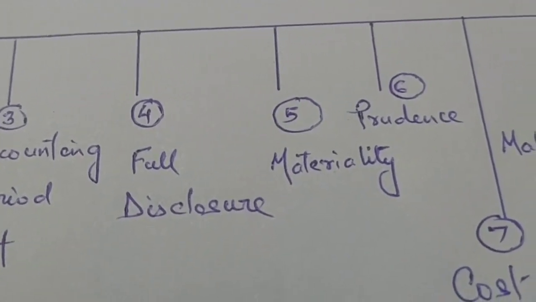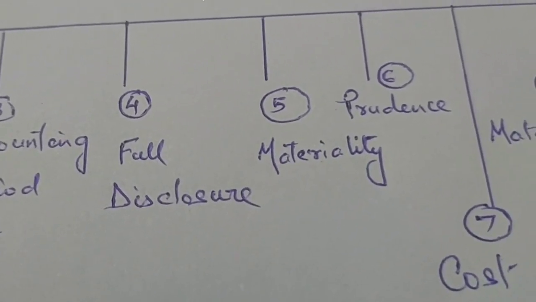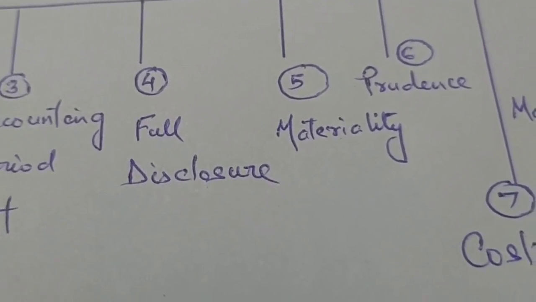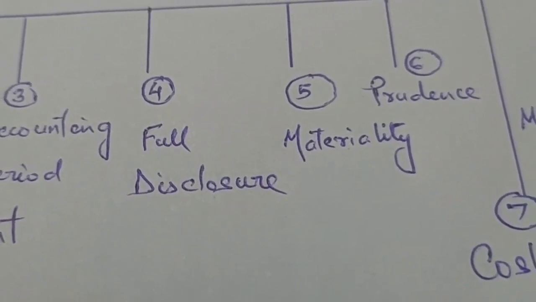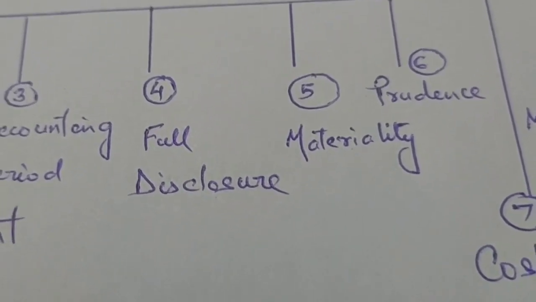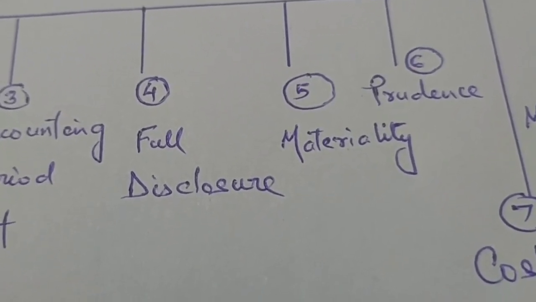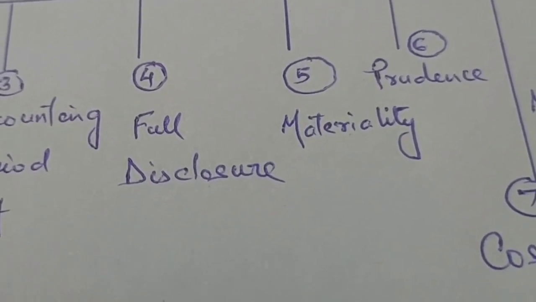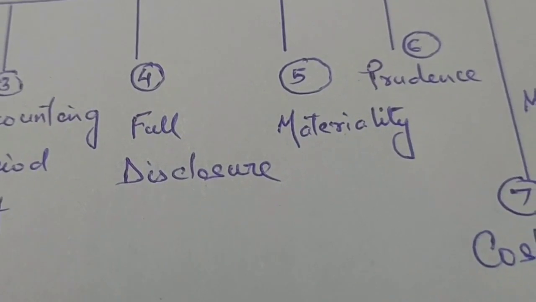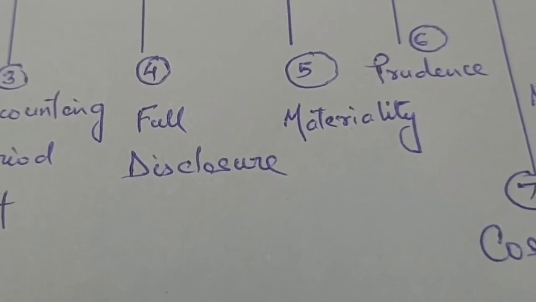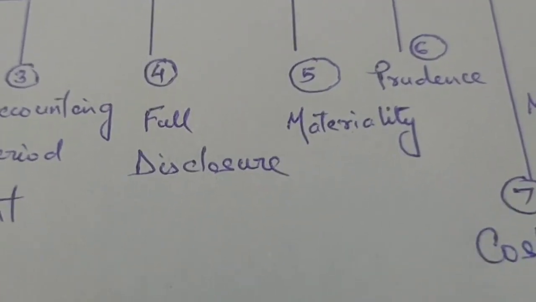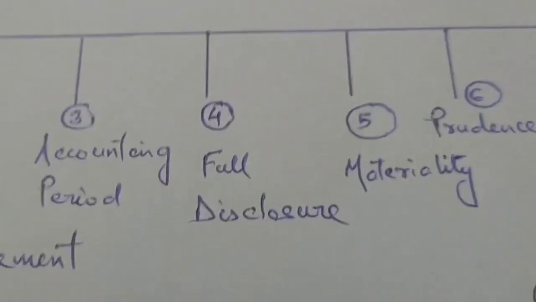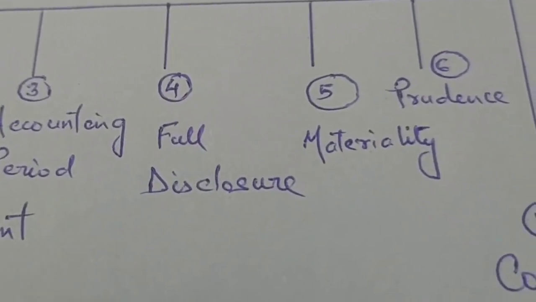The next convention is materiality. The materiality convention says that any information which is of less use or not at all useful for the users should be either merged with other items or should not be disclosed. So we can say that materiality and full disclosure are opposite. Full disclosure says we must disclose all the things, while materiality says we should ignore immaterial items. Materiality depends upon business to business and firm to firm.